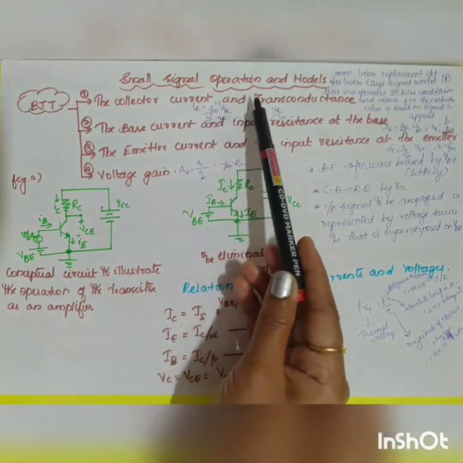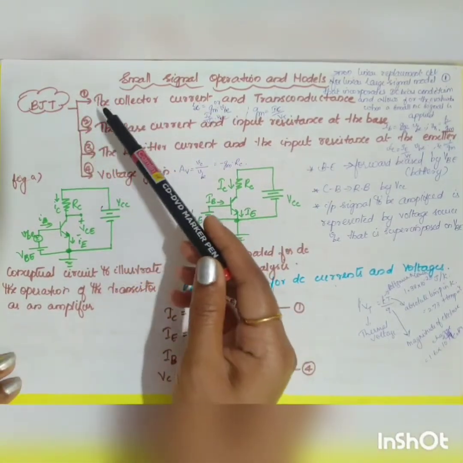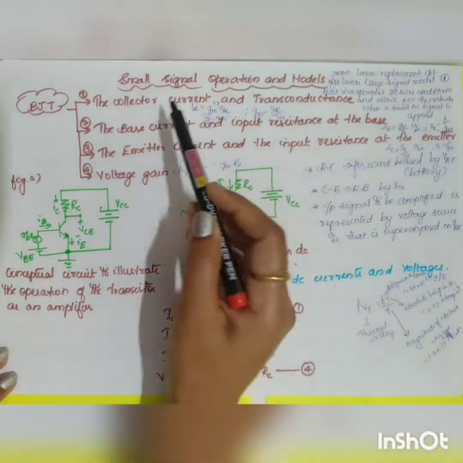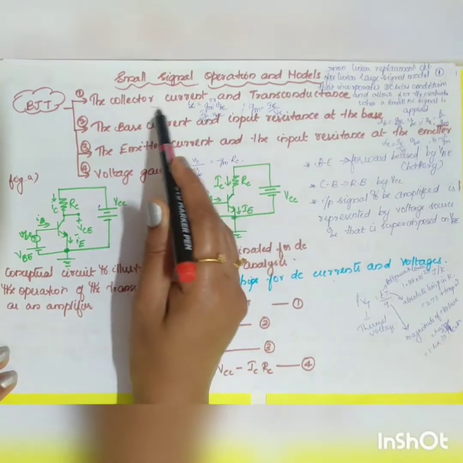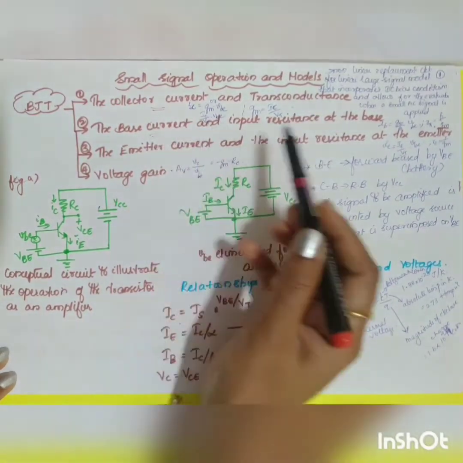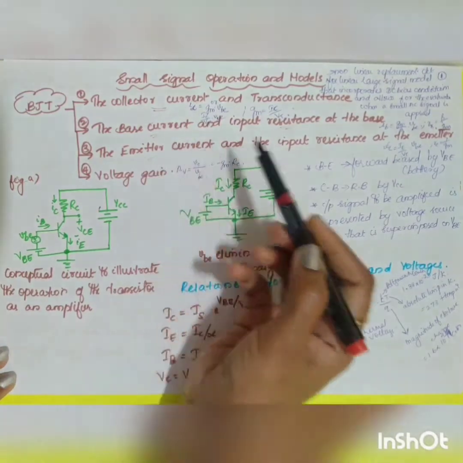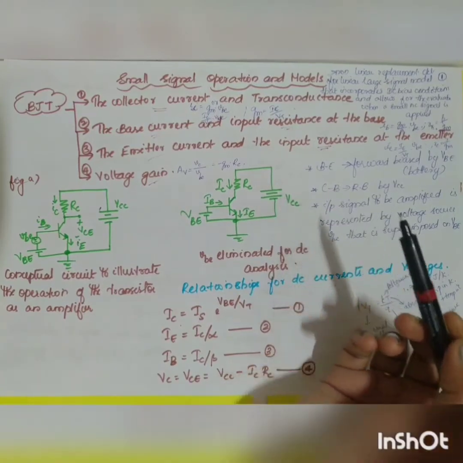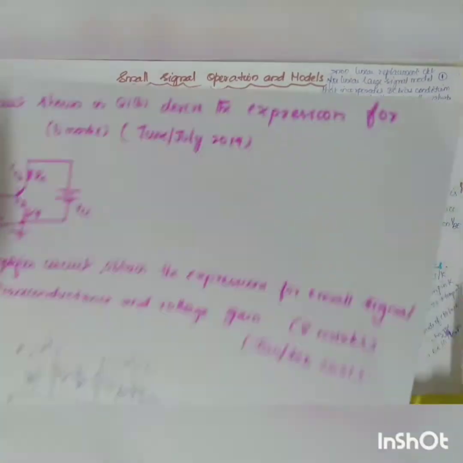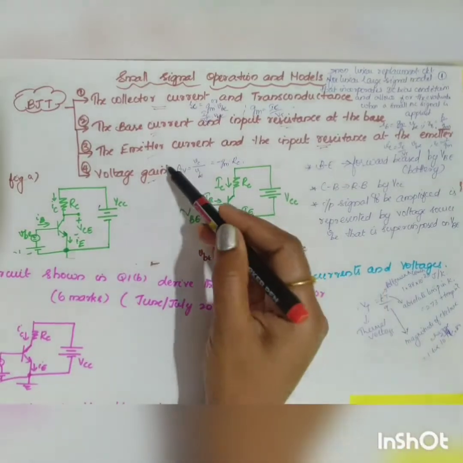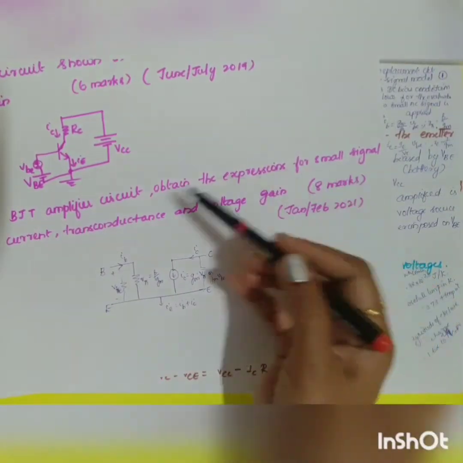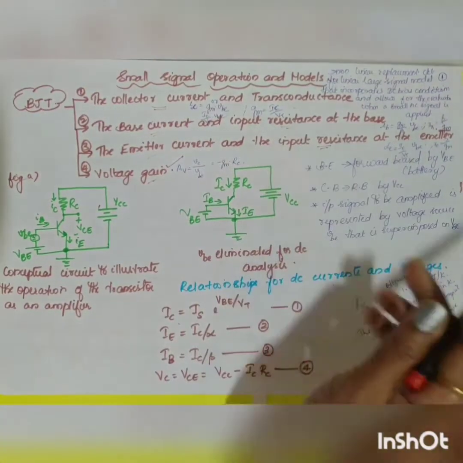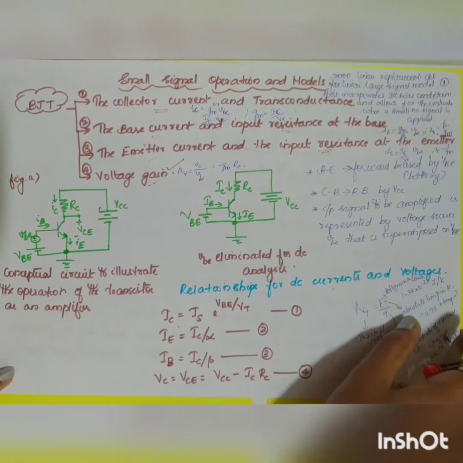So under the small signal operation and models of BJT, we are going to study 4 subdivisions. You are going to find out the value for your collector current and transconductance, base current and input resistance at the base, the emitter current and the input resistance at the emitter, and the voltage gain. So these two questions have been asked from any one of these, right? In this, expression for voltage gain is asked. In the second question, expression for collector current, transconductance and voltage gain is asked. So these are the important questions which have been asked.